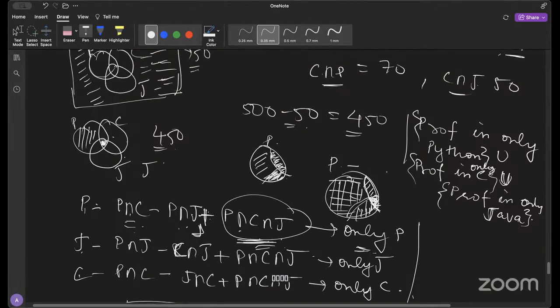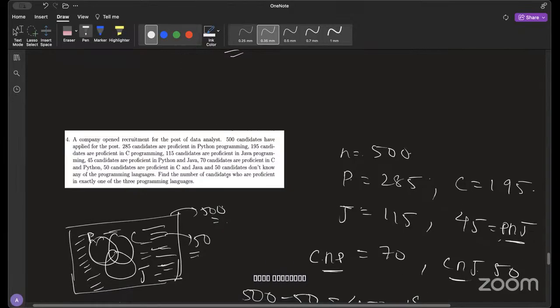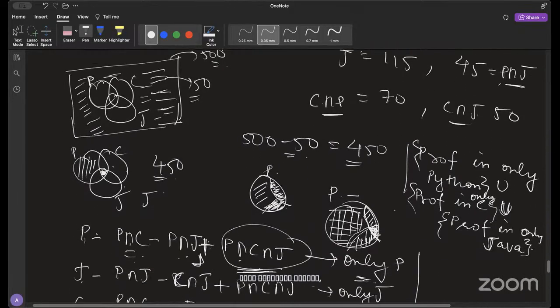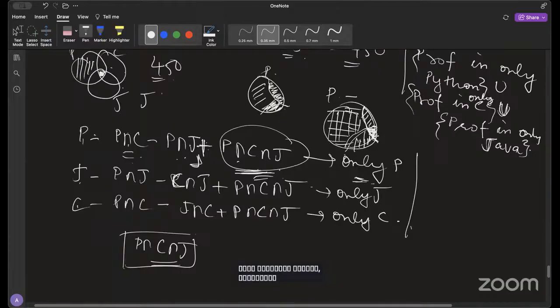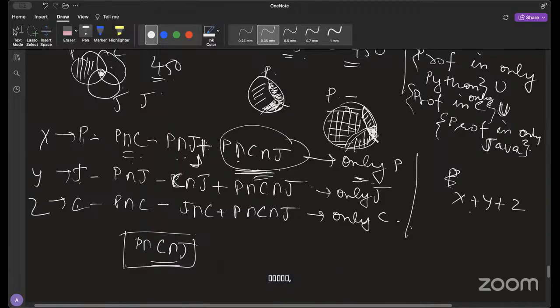The question here is that you have to find the number of candidates who are proficient in exactly one language. So the answer will be this thing. Let me call this thing X, this thing Y, and this thing Z. So the answer is X plus Y plus Z. This is what you have to find. But to find this, you have the values of P, J, C and these intersections, but you don't have the value of this thing.